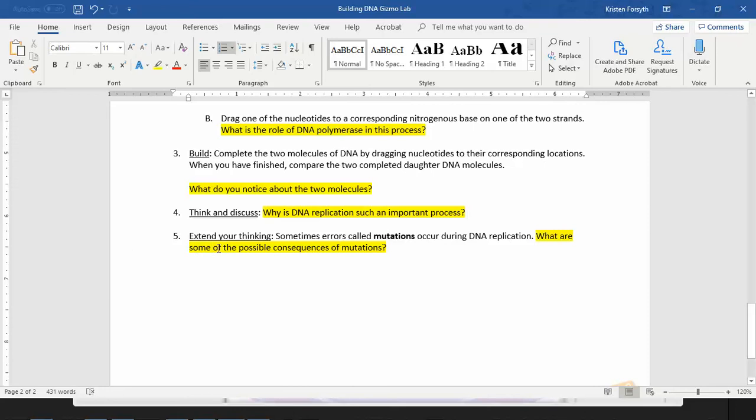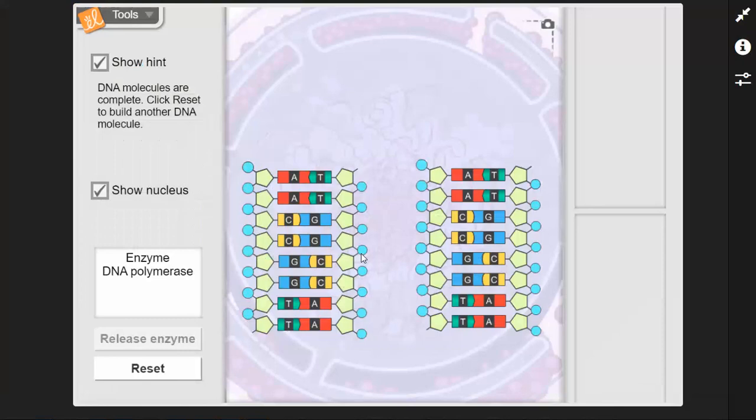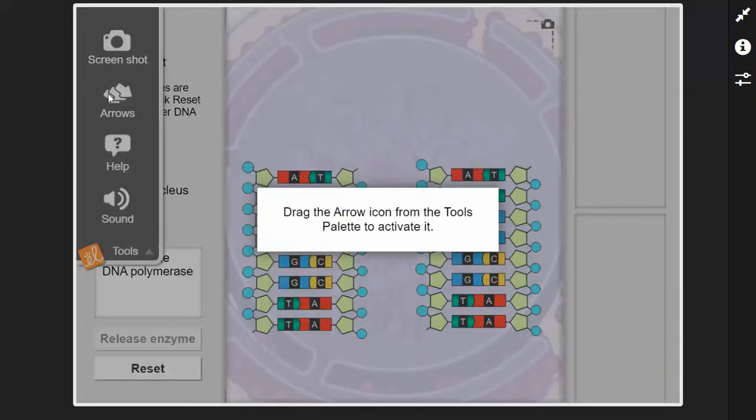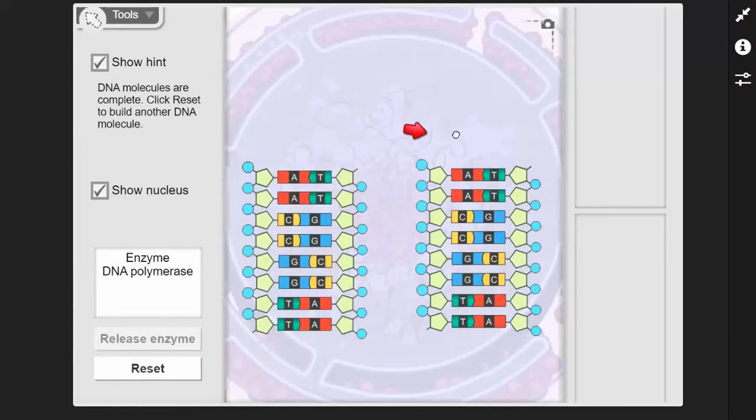Number 5, it's asking you about errors called mutations. It says sometimes these occur during DNA replication. What are some of the possible consequences? So what I mean by that is if our DNA polymerase did not come over and instead of this A right here, I'm going to keep that arrow there so you guys can just see it, instead of that A there, a T paired up with a T. Well, this is not proper base pair rules, and that means something is going to happen with this DNA strand.